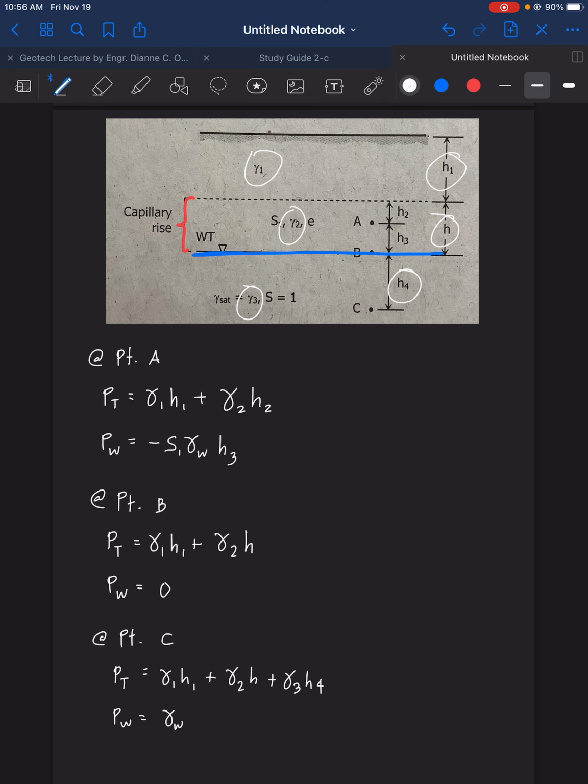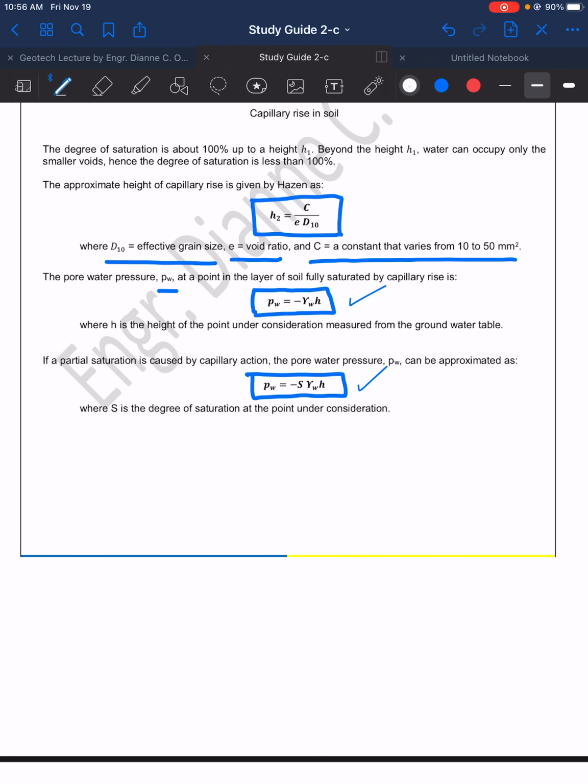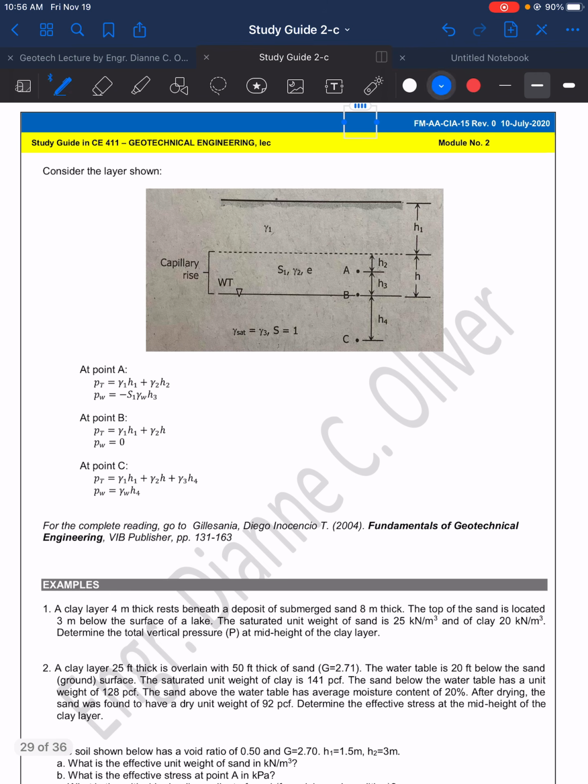It's already submerged, so there's no need to put S there because S is automatically equal to 1 if fully saturated. So that's why we have there gamma W H4. So that's how we get the formulas or the calculations here in this study guide.